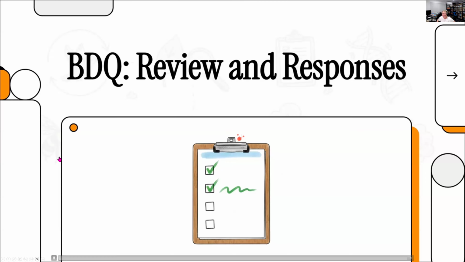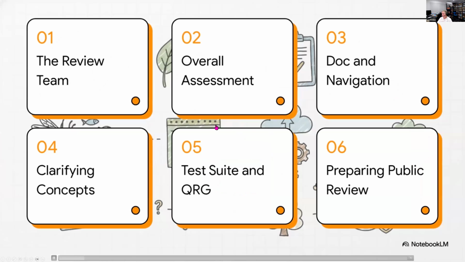Welcome to this explainer detailing Task Group 2's work on the proposed Biodiversity Data Quality Standard, or BDQ for short. If you're part of the Biodiversity Information Standards community, you already know just how vital this framework is. So today, we're zooming in specifically on the review and responses phase. Over the next few minutes, we'll see exactly how expert feedback shaped and truly leveled up the final standard, bringing us right to the starting line for public review. Here is our roadmap for today.